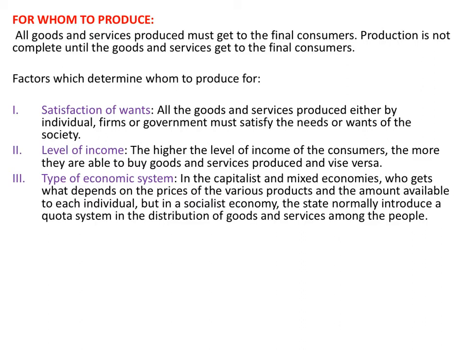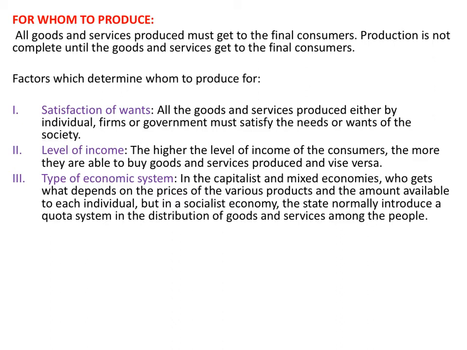The second factor that will determine for whom to produce is the level of income. The higher the level of income of the consumers, the more they are able to buy goods and services produced. And likewise, the lower the level of income of the consumers, the less they are able to buy the goods and services produced in the society.